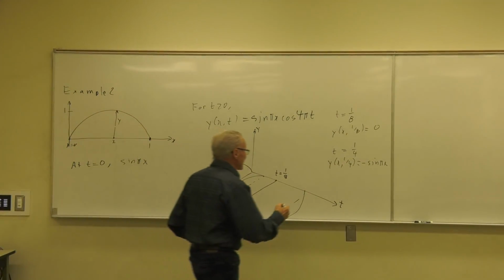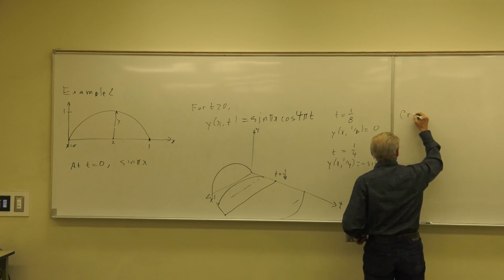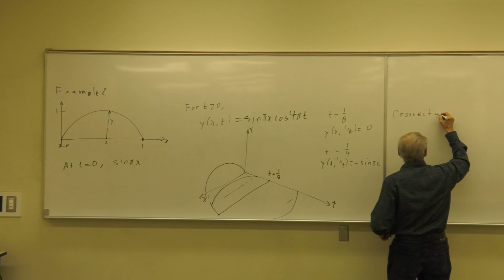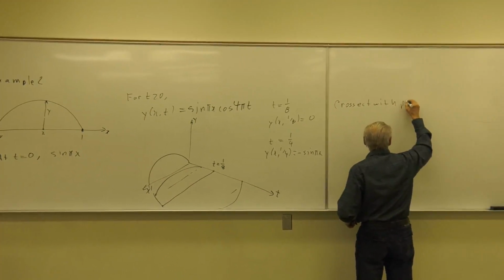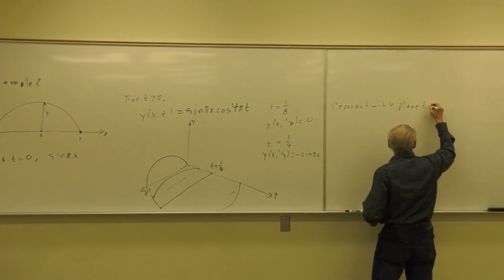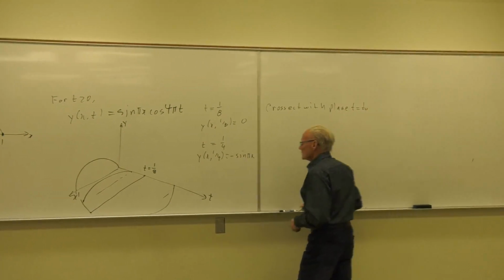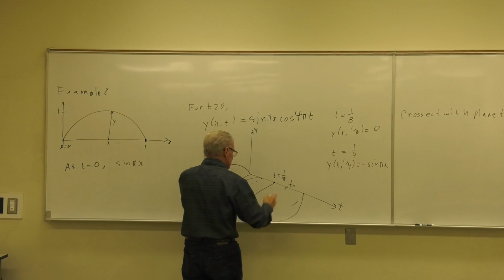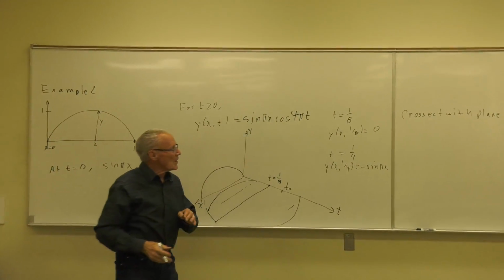If you cross-section with a plane, say t is equal to t0. So you take a t0 here, and you draw the cross-section, you take the surface, and you slice down through it. What is that?